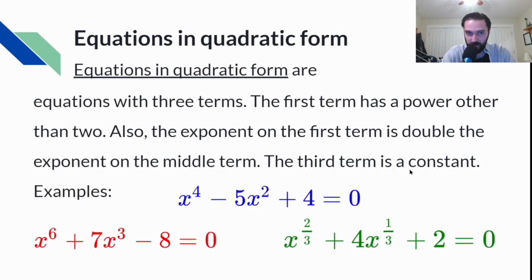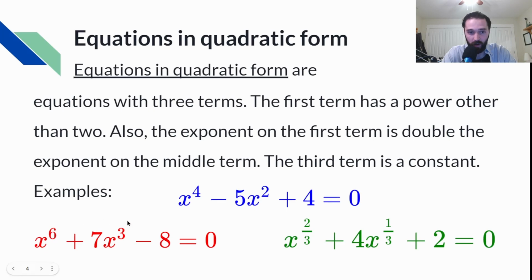Here are some examples of the type of equation I'm talking about. Look at this blue equation. Notice that the power 4 is double 2. 4 equals 2 times 2. So that's what makes this equation an equation in quadratic form. We can make a fancy substitution, and transform it into a quadratic equation. More on that later.